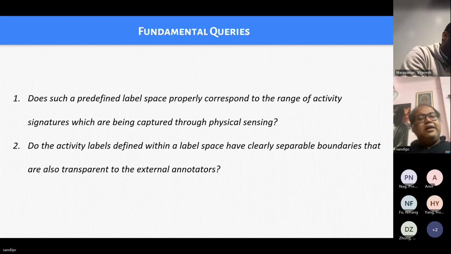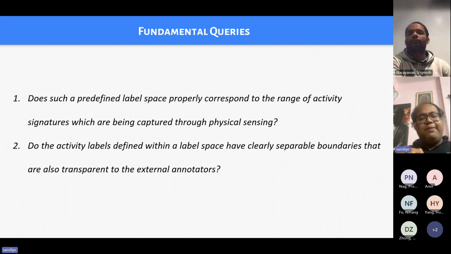If I have a predefined label space which has been given to the users, does such a predefined label space properly correspond to the range of activity signatures which are being captured through physical sensing?